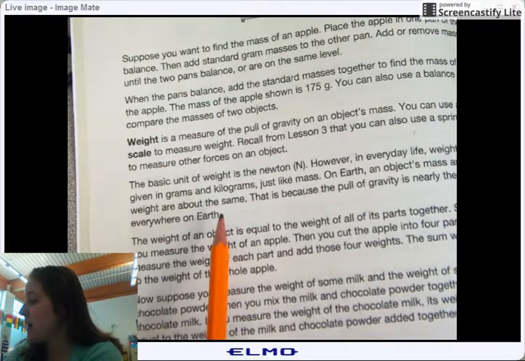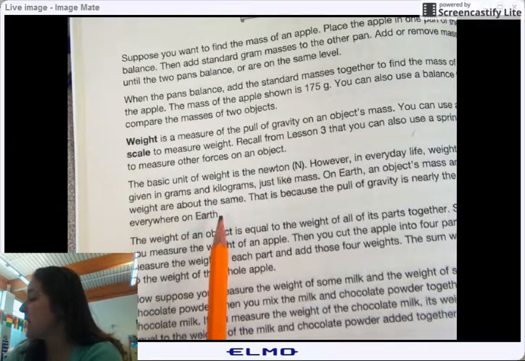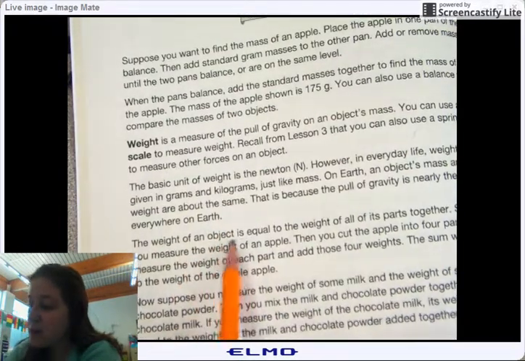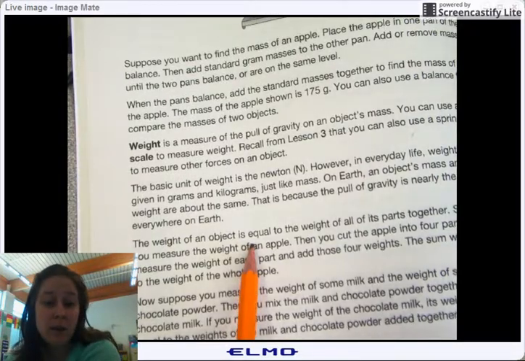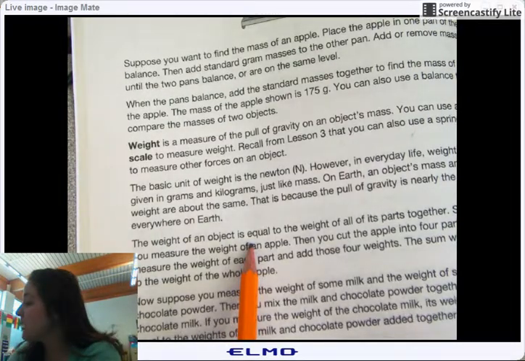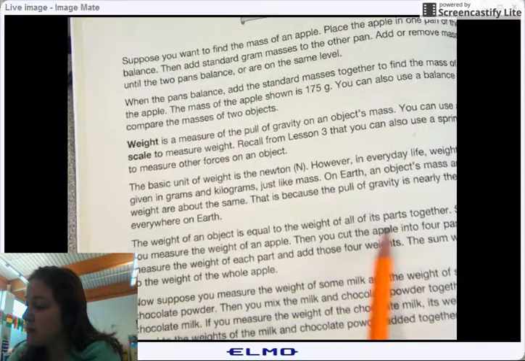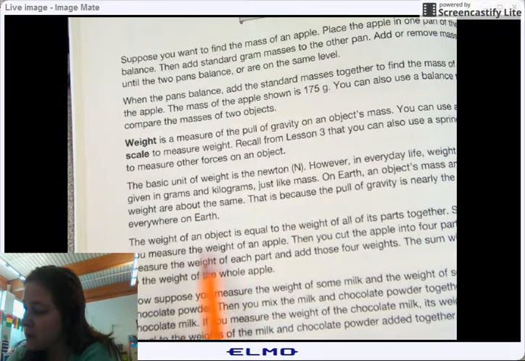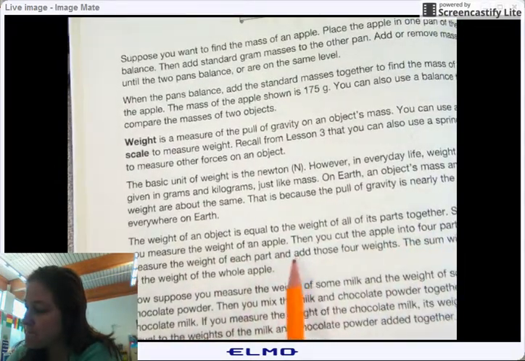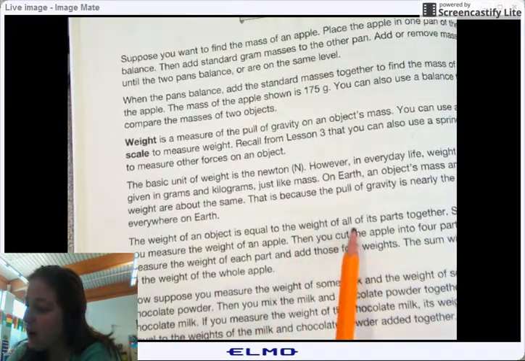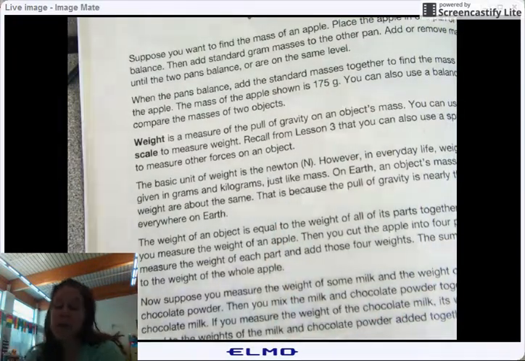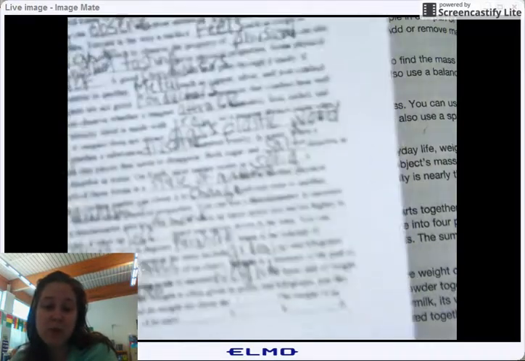The weight of an object is equal to the weight of all of its parts together. So make sure you put equal. An object is equal when you add them all up together. So make sure you add those to your notes there.